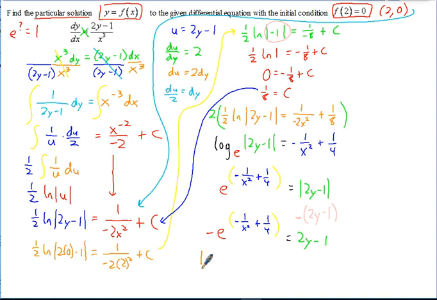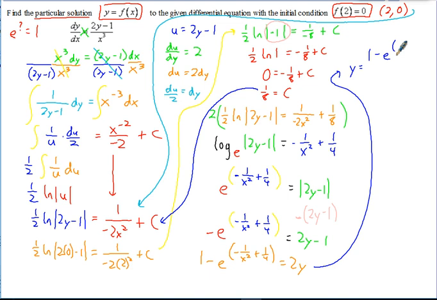So then we'd have 1 minus e to the negative 1 over x squared plus 1/4 equals 2y. And the last step, just divide by 2. So our final answer for the y would be y equals 1 minus e to the negative 1 over x squared plus 1/4, all divided by 2. That would be our particular solution.